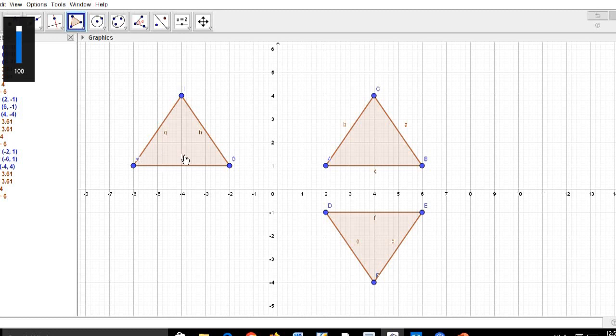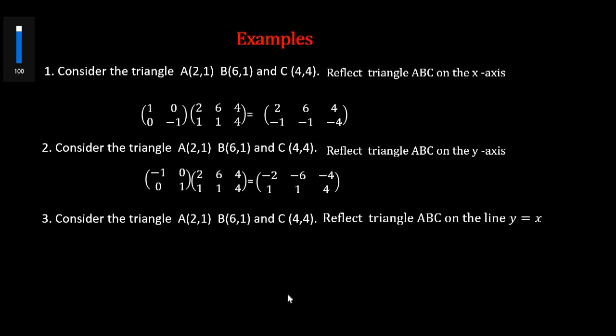Okay, let's go to the third example. On this line, the coordinate is simply changing from (x, y) to (y, x). It means if I'm reflecting (2, 1), it will just be (1, 2). (6, 1) will simply be (1, 6). (4, 4), since they are the same, will be (4, 4). If you want to use our matrix operator, it's still just an interchange of the coordinates.